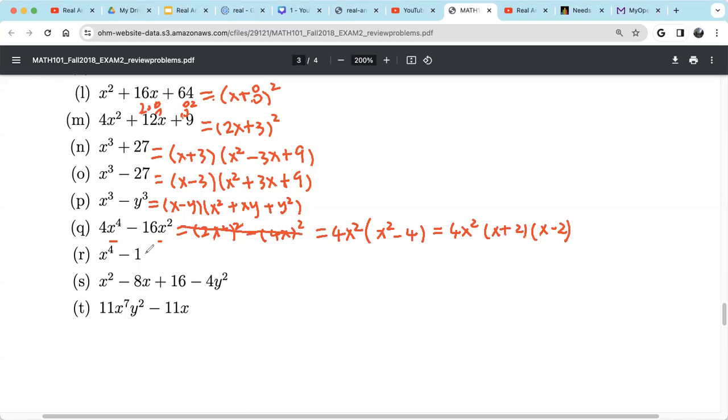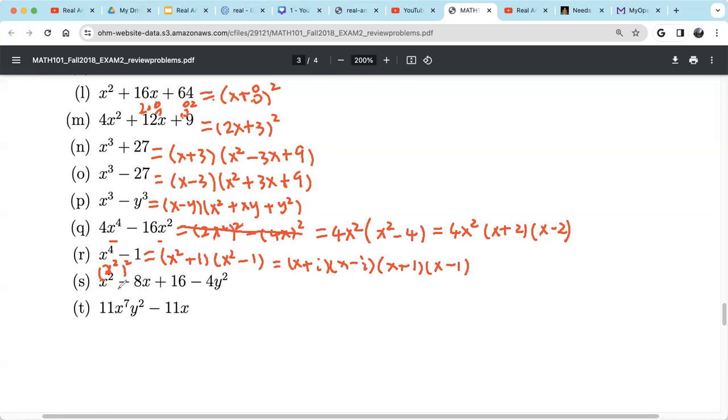Okay. Then x raised to the 4 minus 1 can be factored as x squared plus 1 times x squared minus 1. Difference of two squares, right? Think about x raised to the 4 as x squared squared. Then x squared plus 1, if we need to factor this, that can only be factored as x plus i, x minus i. In the real number system, it cannot be factored. x squared minus 1, difference of two squares, x plus 1, x minus 1.